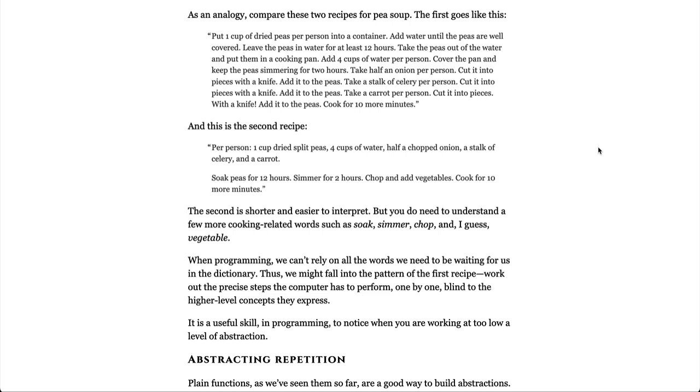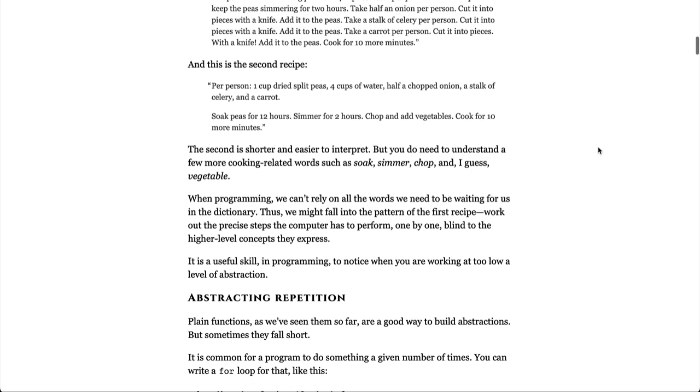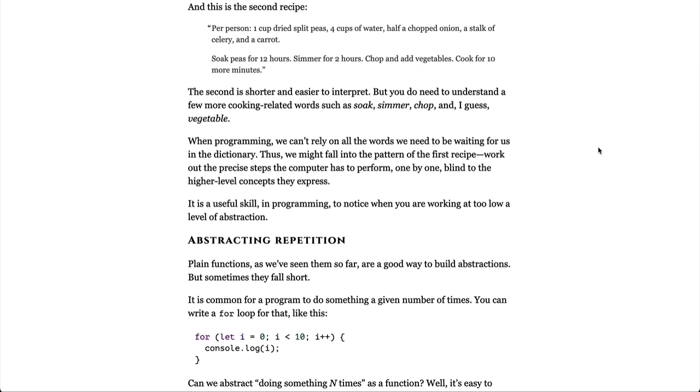And this is the second recipe. Per person, 1 cup dried split peas, 4 cups water, half a chopped onion, a stalk of celery, and a carrot. Soak peas for 12 minutes, simmer for 2 hours, chop and add vegetables, cook for 10 more minutes. The second is shorter and easier to interpret, but you will need to understand a few more cooking-related words such as soak, simmer, chop, and I guess vegetable.